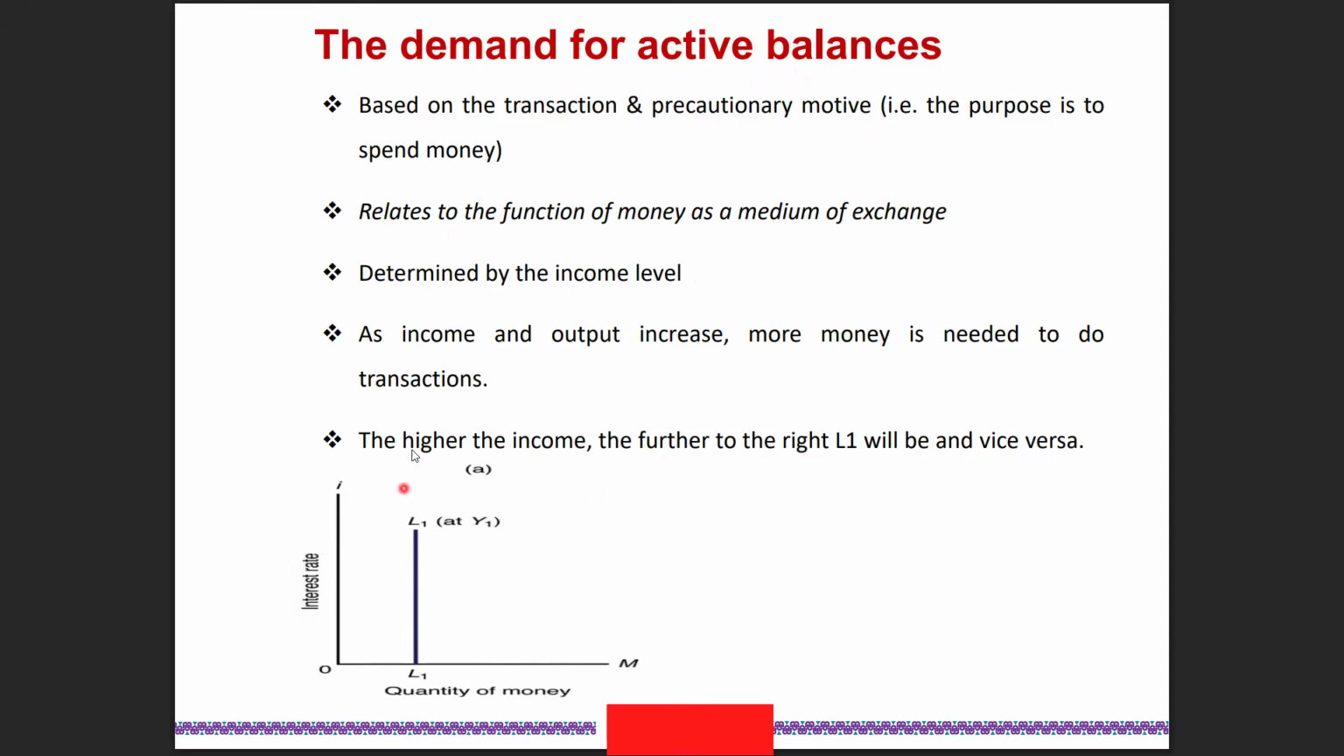So for active balances, the curve is like that. It is vertical. It does not have a relationship with the interest rate because it's determined by the level of income, right? Your transaction motive, what you buy on a daily basis, depends on your income. Precautionary motive, holding money for unforeseen circumstances, depends on your income. So it has no relationship with the interest rate. Hence the curve is vertical like that. If your income increases, then the curve will shift to the right. If your income decreases, then your curve will shift to the left.